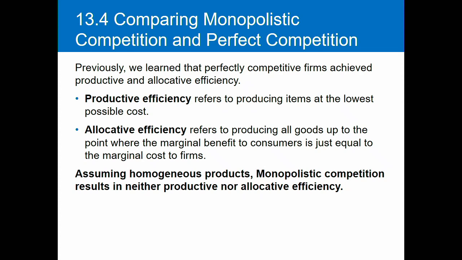There's also allocative efficiency. Perfectly competitive firms produce all goods up to where the marginal benefit equals the marginal cost. So in this case, where the marginal revenue that the firm receives equals the marginal cost of production. And not just are they producing at that quantity, but they're going to be charging the marginal cost as the price. Remember, because the demand curve, the marginal revenue curve, and the price were all that same horizontal line in a perfectly competitive market.